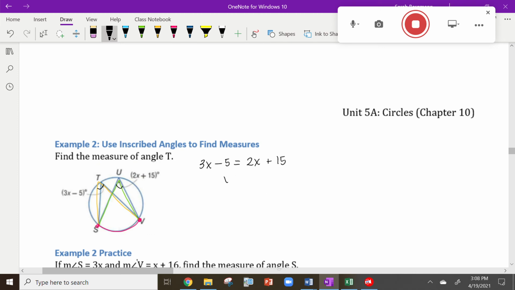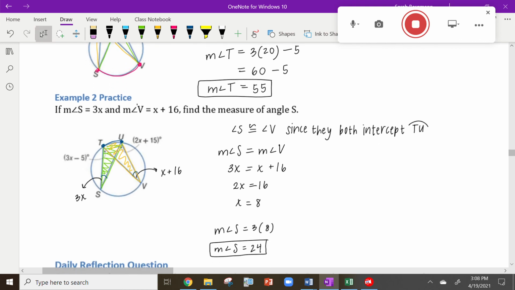Now in order to solve this, the first step is subtract 2x on both sides. 3x minus 2x is 1x, and add 5 on both sides. 15 plus 5 is 20. Now I'm looking to find the measure of angle T, so I'll have to plug x back in to find the measure of angle T. Technically, it doesn't matter which one I plug this into because they're equal. This gives me 55 for the measure of angle T. Pause the video and try the practice problems below. Here's the correct answer for that.